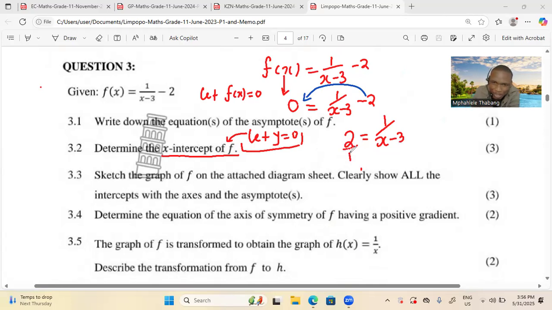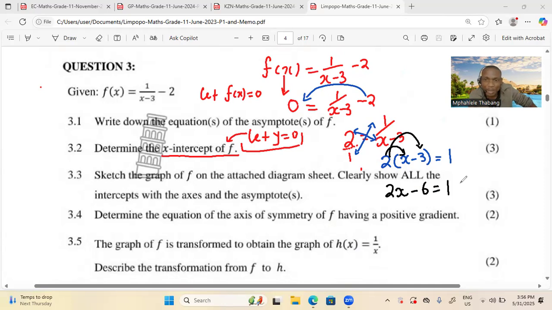Underneath this 2, it's 1. So we say 2 times x minus 3 equals, we multiply 1 with 1, which is 1. Then we apply the distributive law. 2 times x is 2x, and 2 times negative 3 is negative 6, equals 1. So 2x minus 6 equals 1.